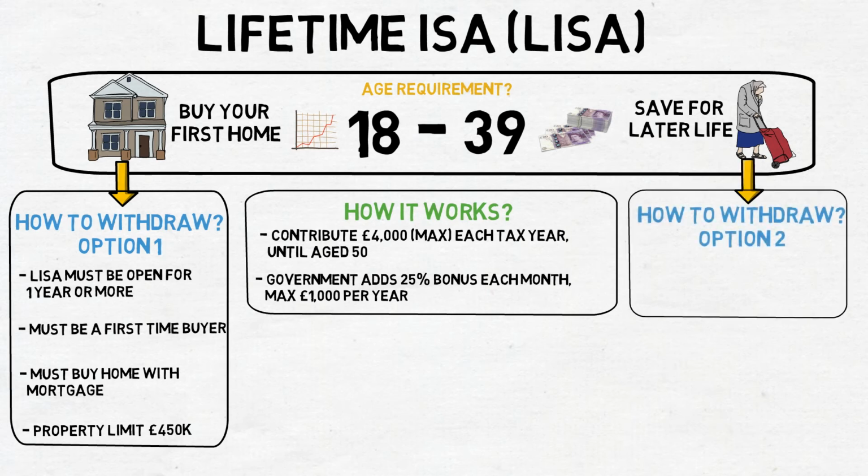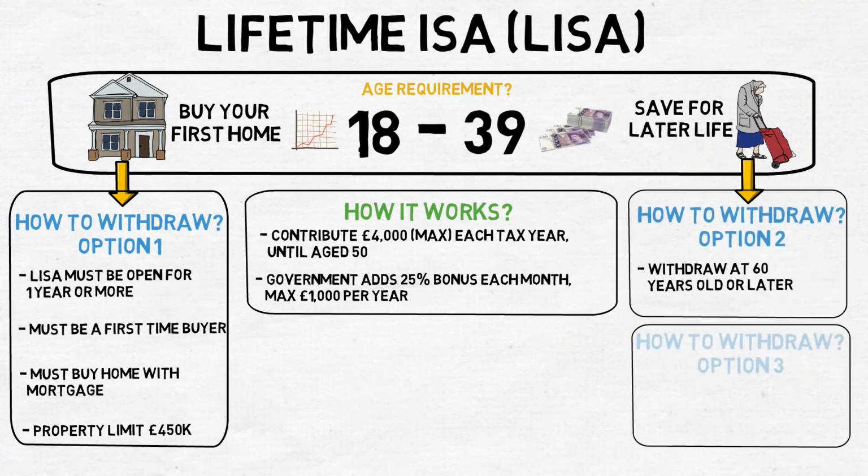Option 2 is to withdraw at 60 years old or later. Lastly, you can withdraw if you are terminally ill with less than 12 months to live. The LISA is best suited for first-time buyers or those saving for retirement.